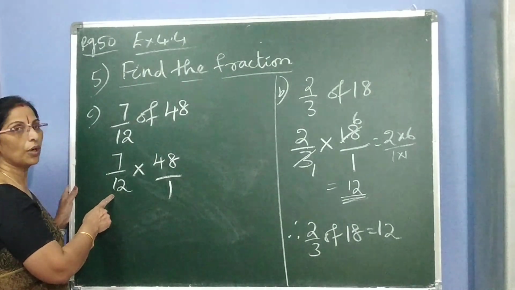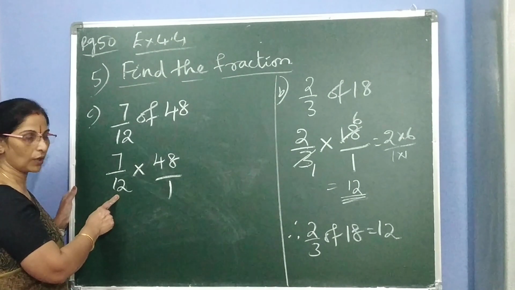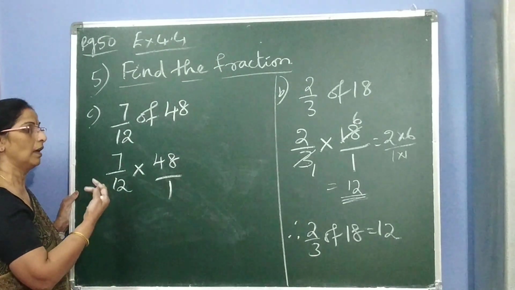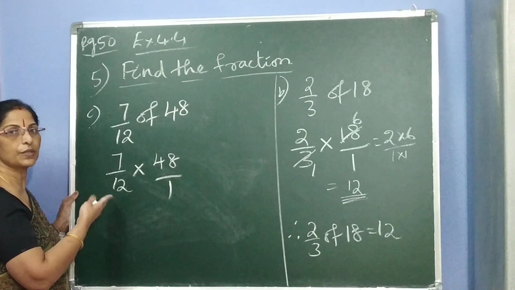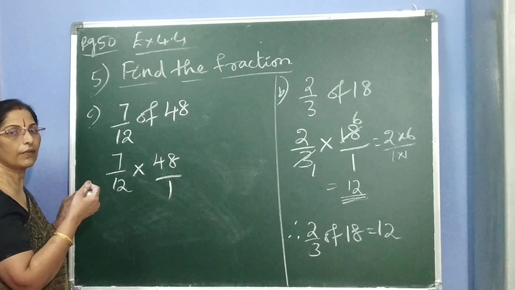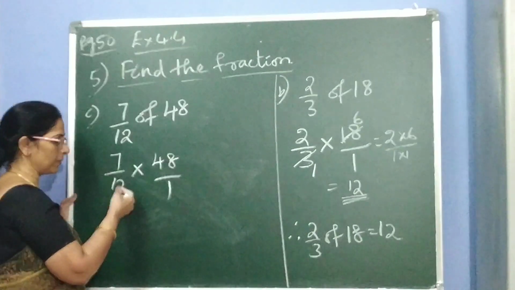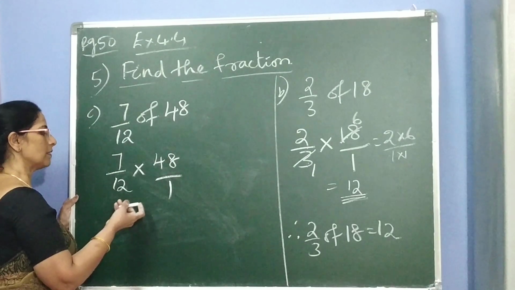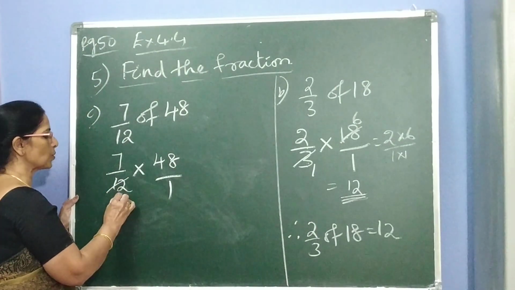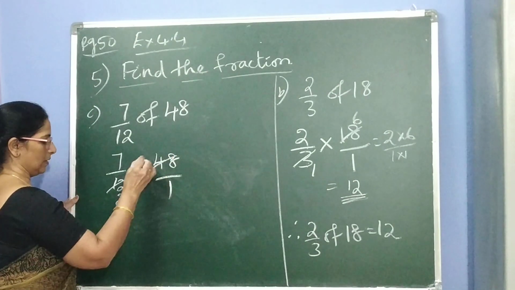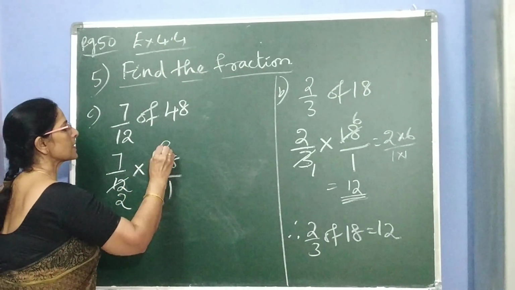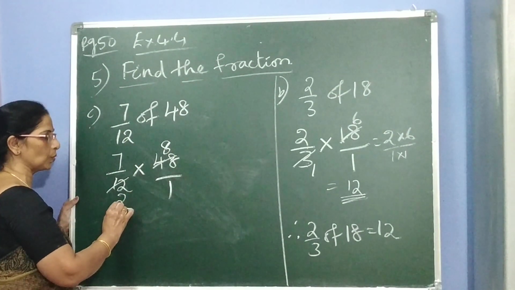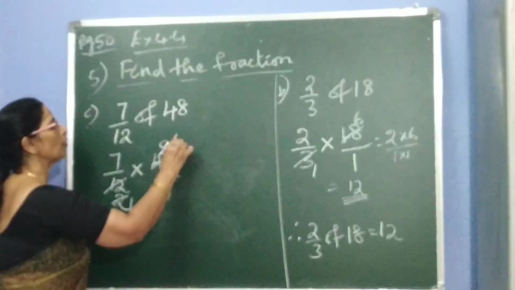Here I think you are all perfect with the 12 table. If not, both are divisible by 2 table also. Both are divisible by 2 table, 3 table, 4 table, 6 table, 12 table. So whichever table you are very comfortable with, you can do the simplification with that table. Let's take the 6 table. 6 twos are 12. 6 eights are 48. Again both are divisible by 2. 2 ones are 2, 2 fours are 8.